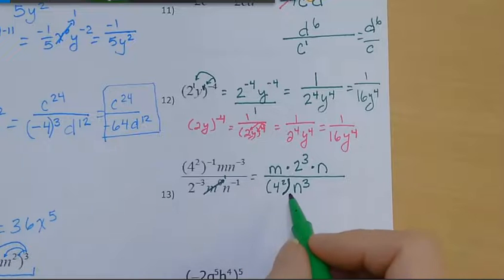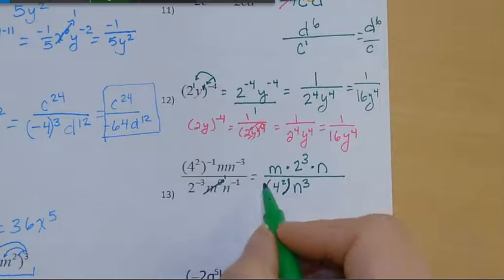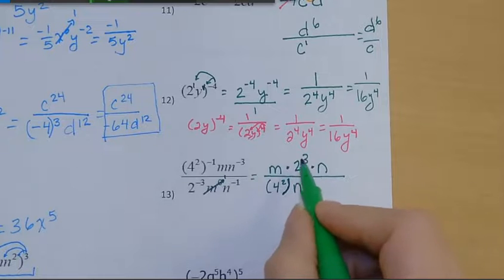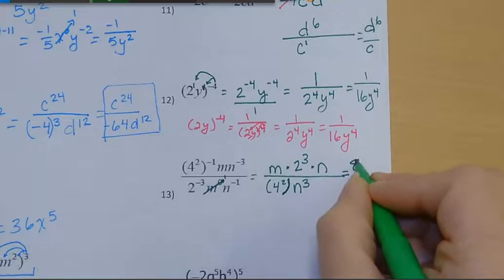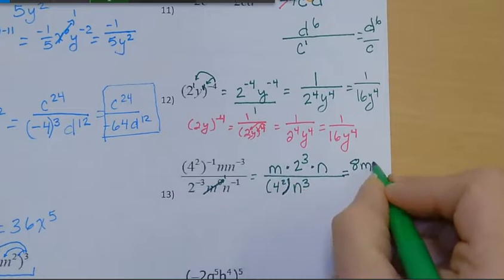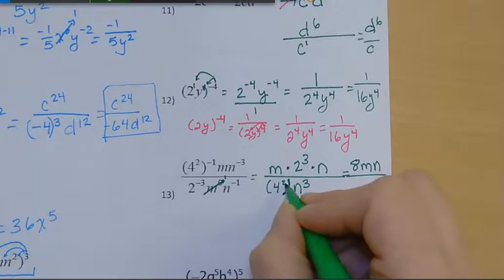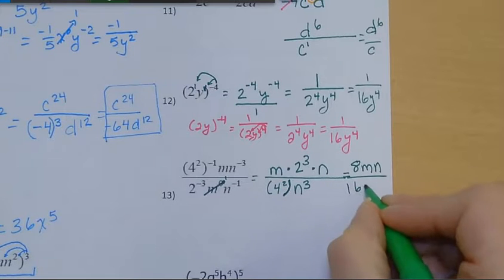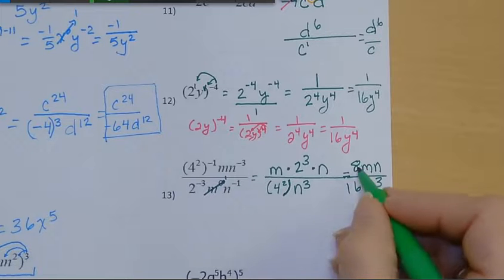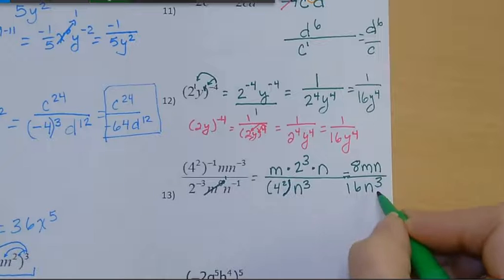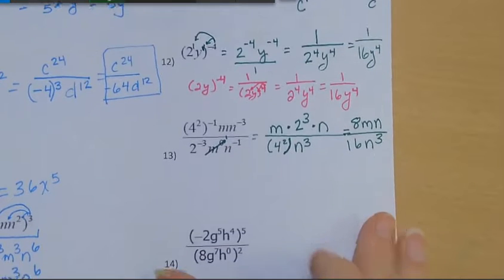So now, I'm going to simplify this. We like to have our numbers in the front, so 2 to the 3rd is 8, and then I have mn. Down here I have 4 squared, that's 16, and I have n cubed. I'm not finished because I can see that I have more things to simplify. I can simplify 8 over 16, and I can simplify n over n cubed.